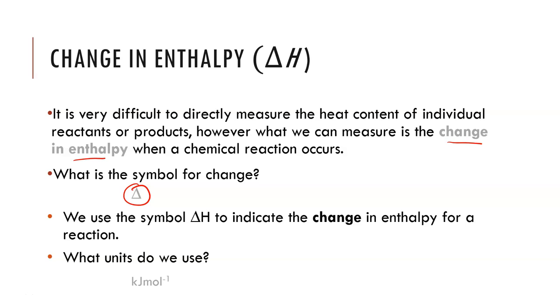Change is given the symbol capital delta from the Greek alphabet. So when we talk about delta H, we are talking about the change of enthalpy, and it is given the unit kilojoules per mole. So important to make a note of this. We need to make sure that when we're talking about the energy being produced or absorbed, it's in kilojoules, and when we talk about enthalpy, it's going to be kilojoules per mole of substance.